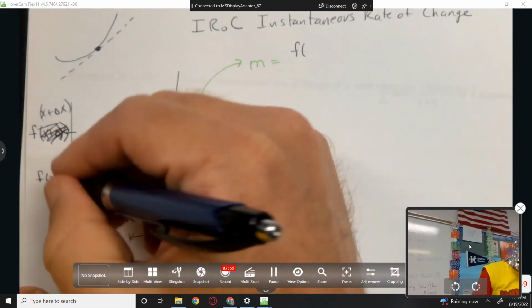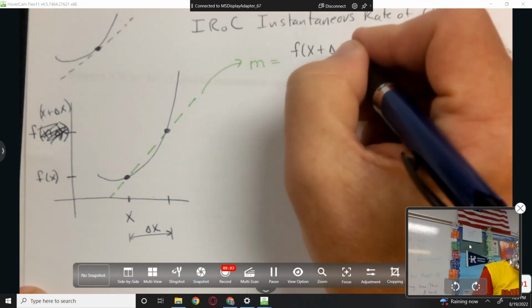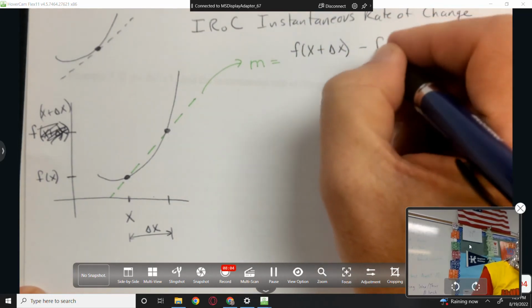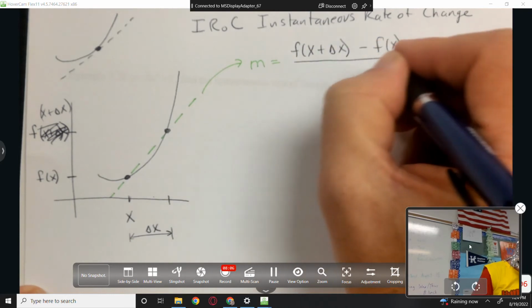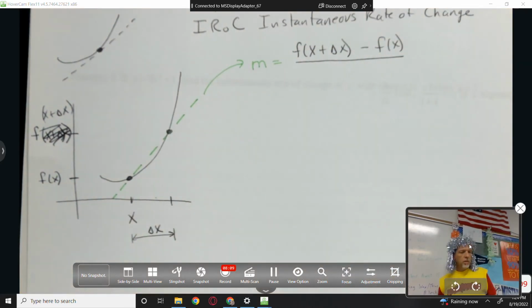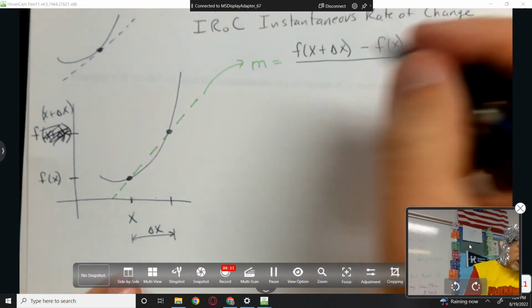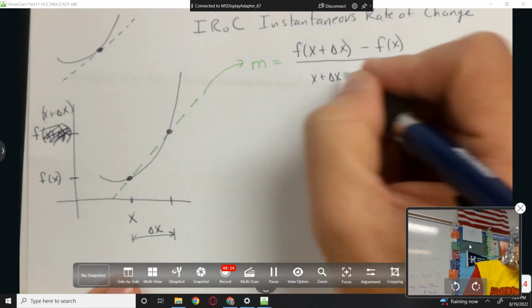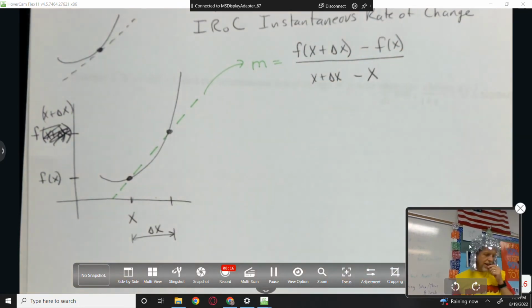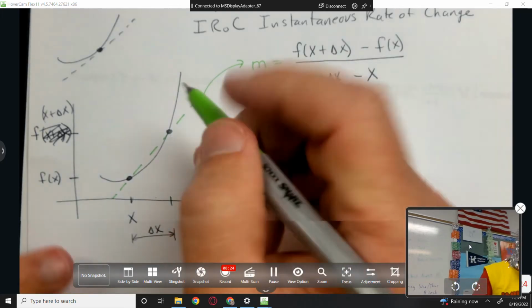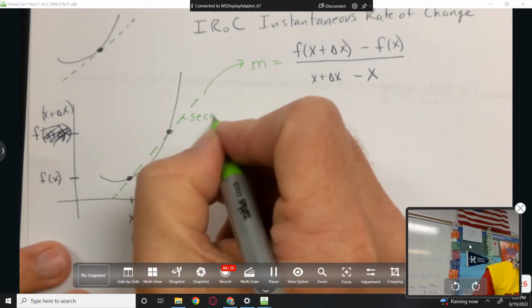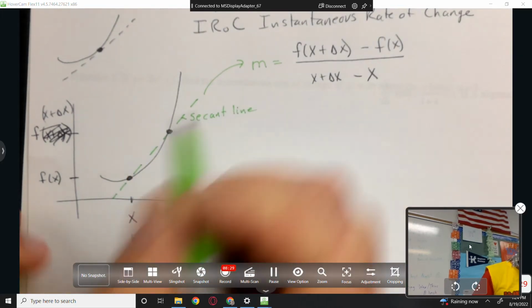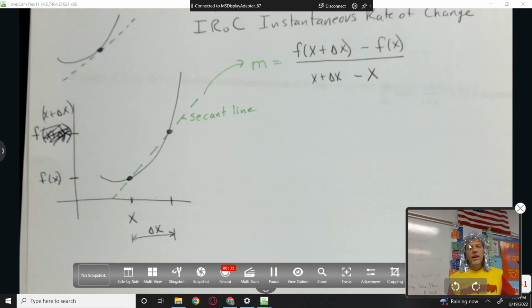So y2 minus y1, f of x plus delta x minus f of x, all over x plus delta x minus x. That would be the slope of that line. And by the way, that line is called a secant line. I don't know where that name came from, but secant and tangent, they're both trig functions.